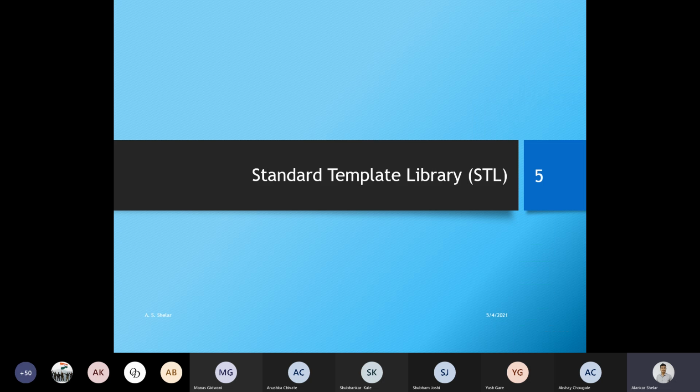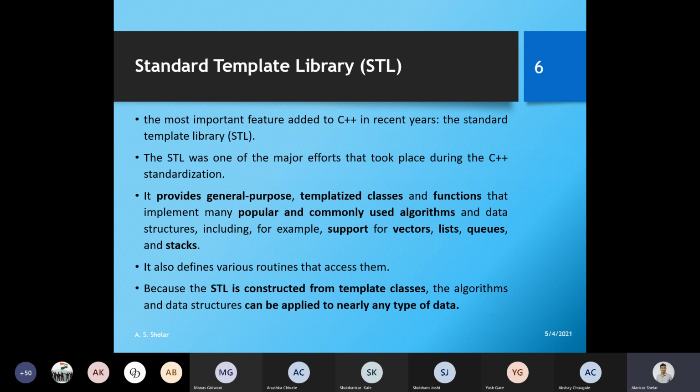So next point is that the Standard Template Library is an important feature of C++ in recent years. That means it is available in the latest versions. The STL was one of the major efforts that took place during the C++ standardization, and it provides general purpose templatized classes and functions that implement many popular and commonly used algorithms, that is, data structure algorithms most of the time.